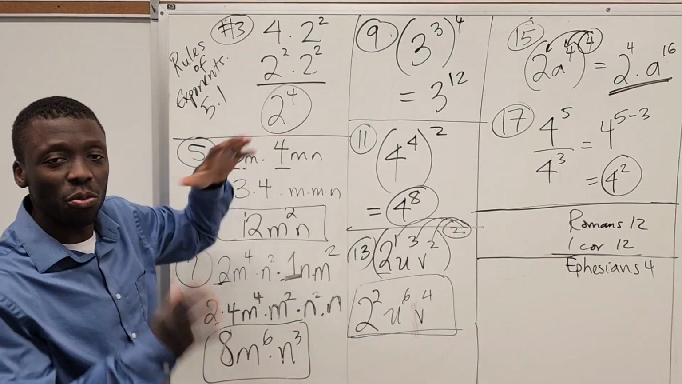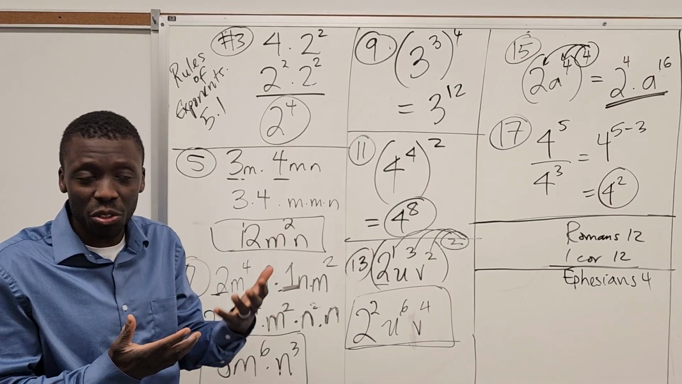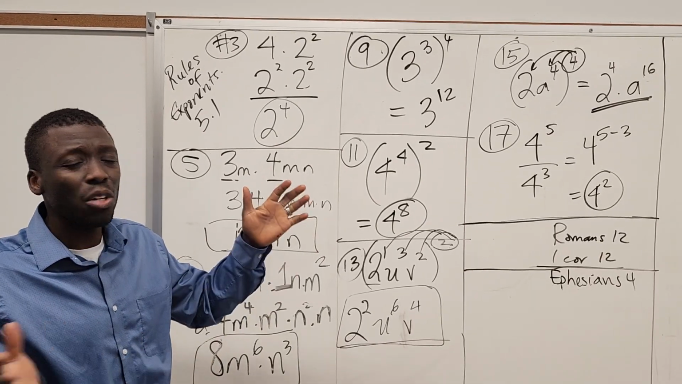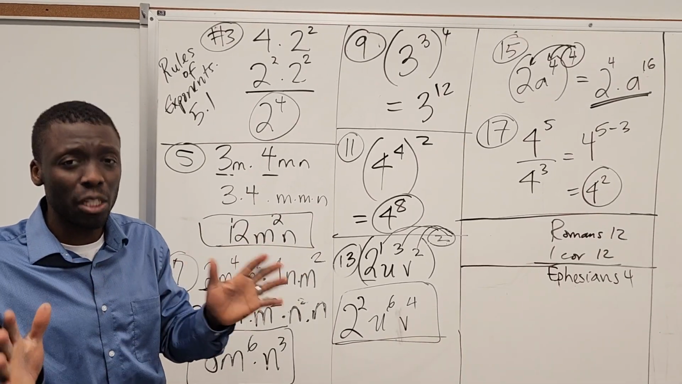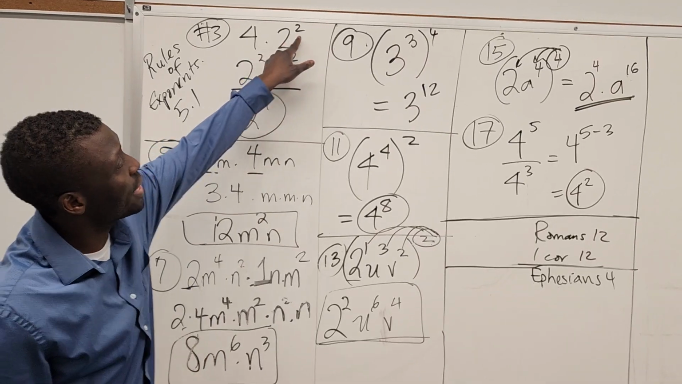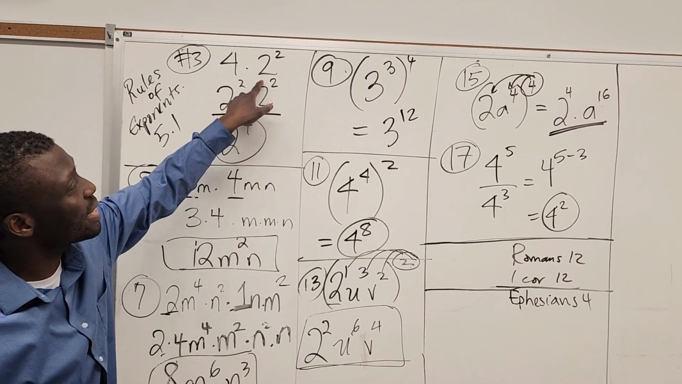So basically, we're looking at the rules of exponents. In the textbook our students use it in 5.1, but this is a principle you need to know no matter what textbook you use. And the idea is an exponent is this thing up there, right? You have a base and you have an exponent.